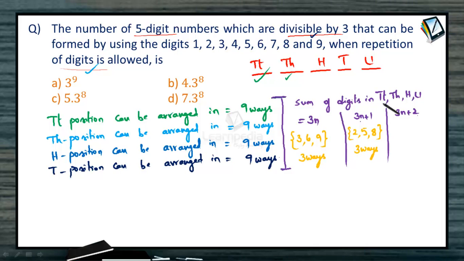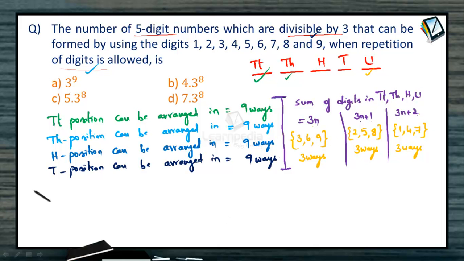Getting it? Now similarly, if the sum of the 4 numbers is in the form 3n plus 2, which leaves us a remainder 2 on dividing by 3, then this remainder 2 must be compensated by the number which we place at the units place. So only 1, 4 and 7 will be coming at the units place. This can also be done in 3 ways, right? And remember, after we arrange the 4 positions, either the sum will be in this form or in this form or in this form. That means only one such thing will happen.